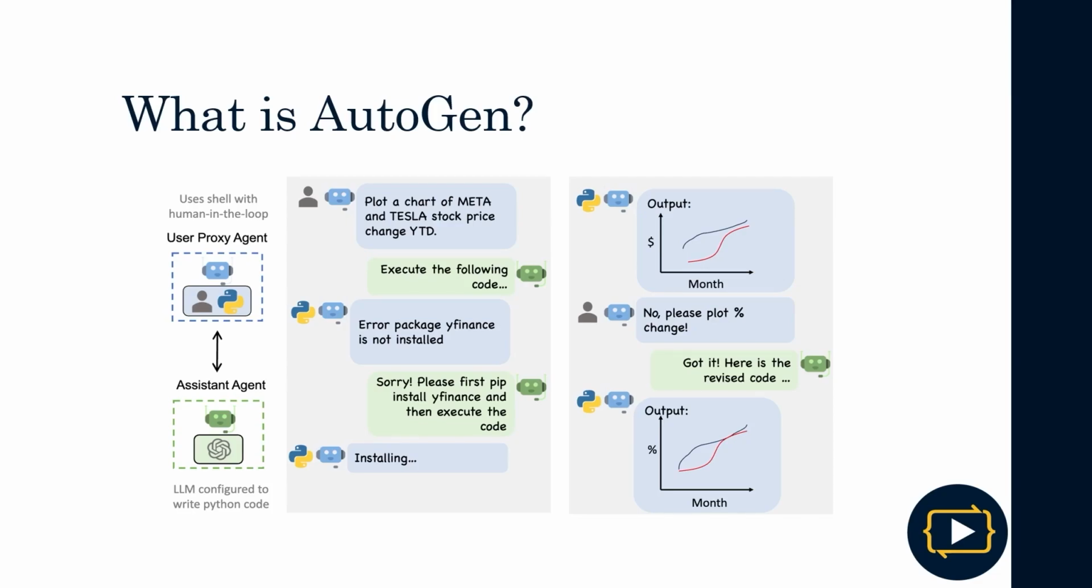The great advantage of AutoGen is that you can use the Python code returned by an LLM and have it automatically executed by the agent to see if there were any errors or if the execution was successful.